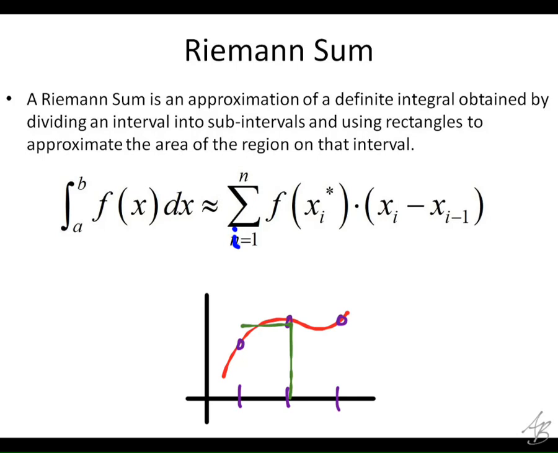I could make it somewhere in between like this, where I'm using this point right here, or I could use this point right here. So the Riemann sum says I can use any value in between. That's what this star is here. So x sub i star is any point between x sub i and x sub i minus 1. Riemann sums are really just a way of breaking up integrals into subintervals and approximating that way.